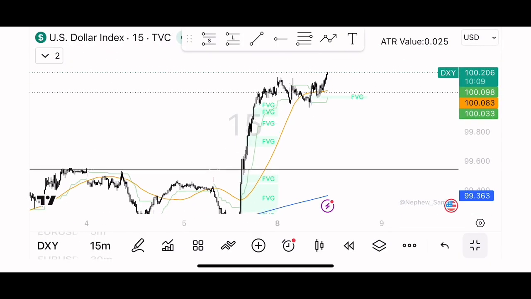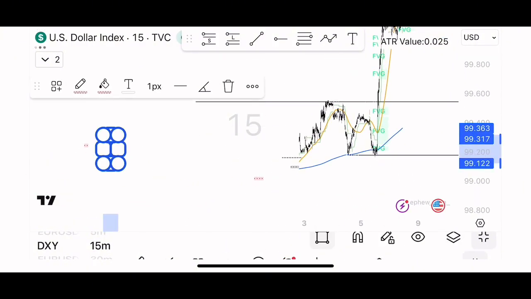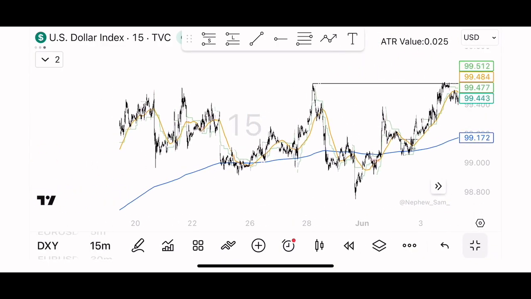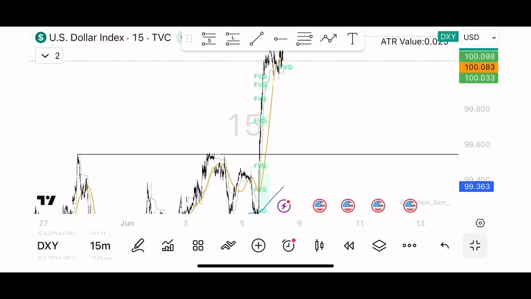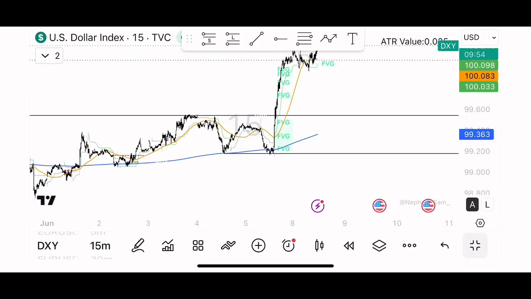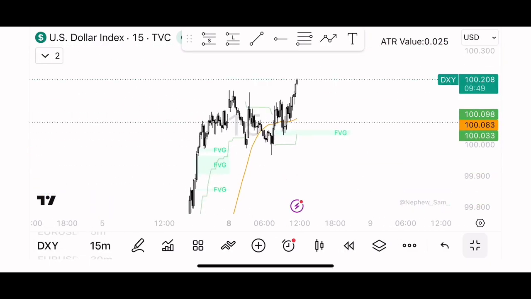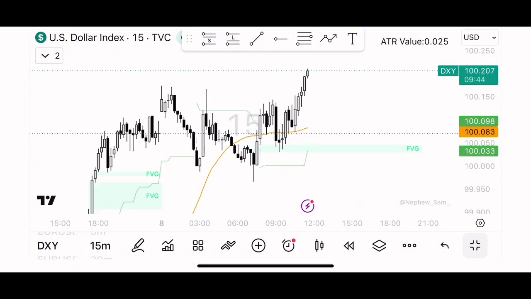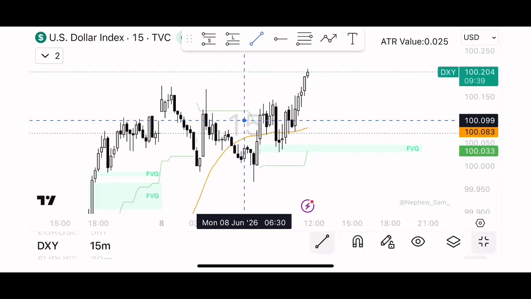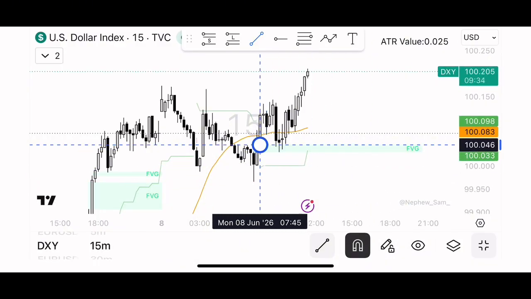And I also look at DXY, not for entries but just for correlation. DXY is inversely correlated to Euro USD, GBP USD, and NZD USD. As you can see, we also had a consolidation within those same days. Then we broke above. Now we're retracing, and we had those two favorable gaps, of which we respected the lower one.